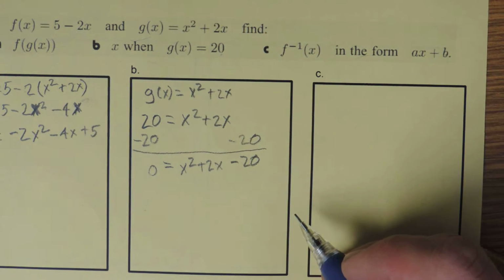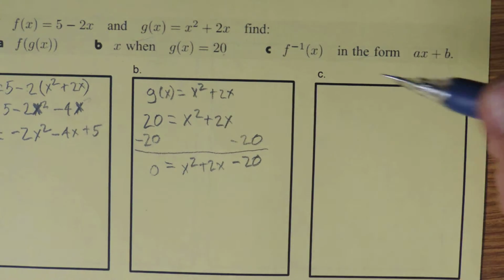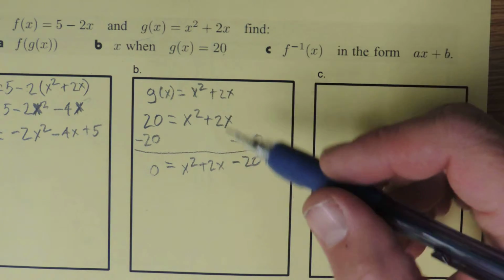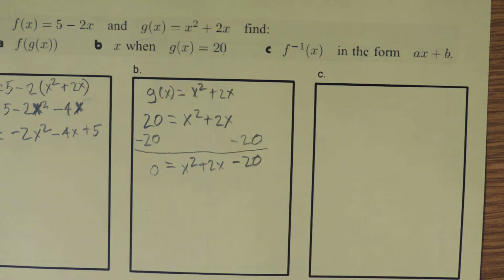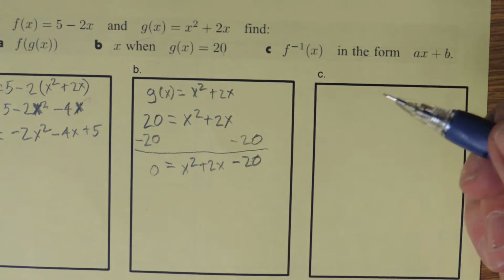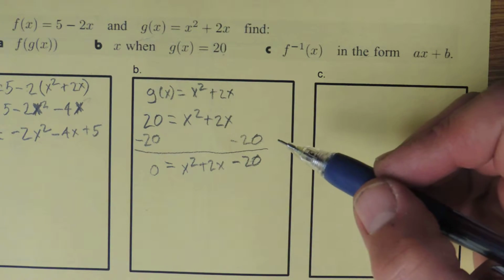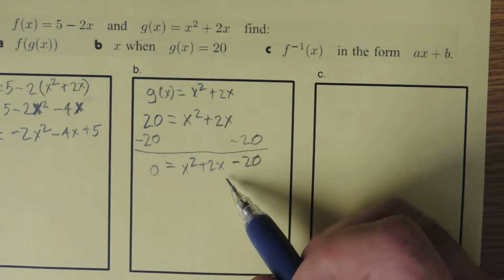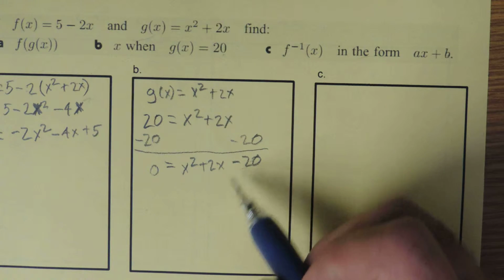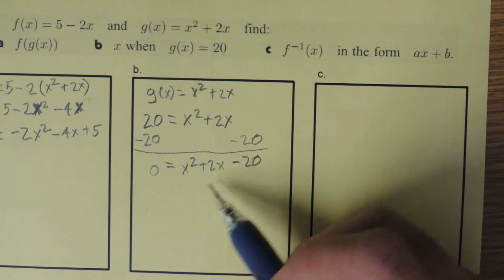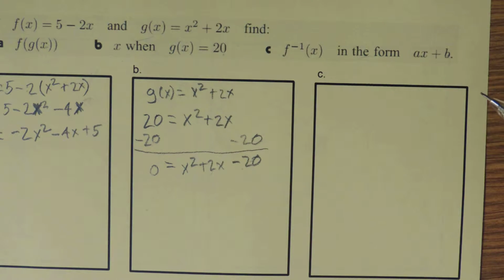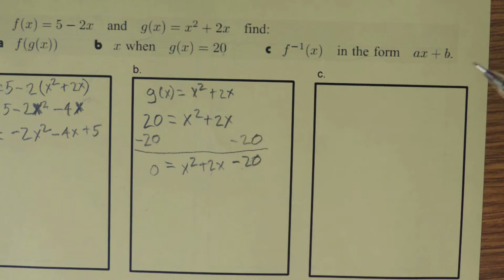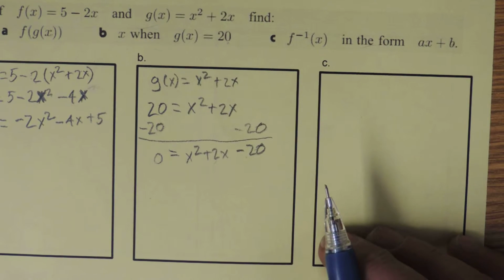Now the easiest way to solve this is going to be to factor. So I need to find something to multiply to give me negative 20. Can't do that. So 5 and 4, or 2 and 10, have to add to give me 2. So I'm not going to be able to factor this one. I'm going to have to use the quadratic formula, which is fairly straightforward.